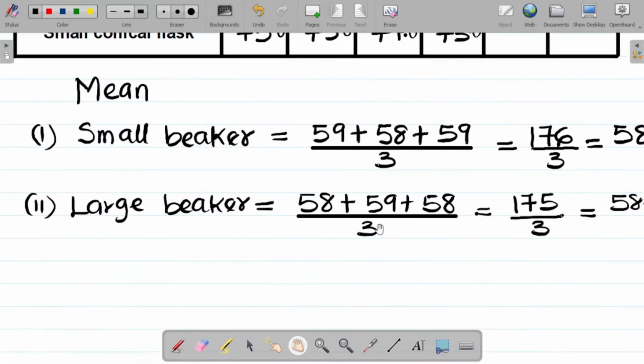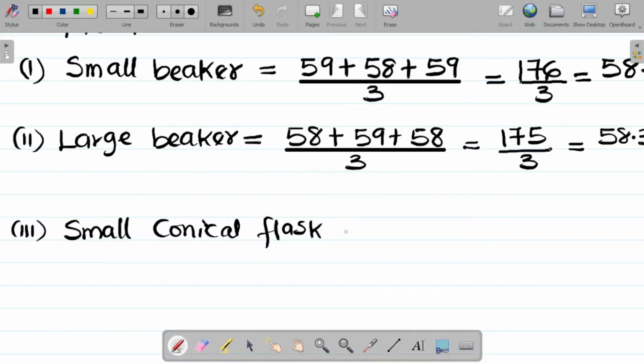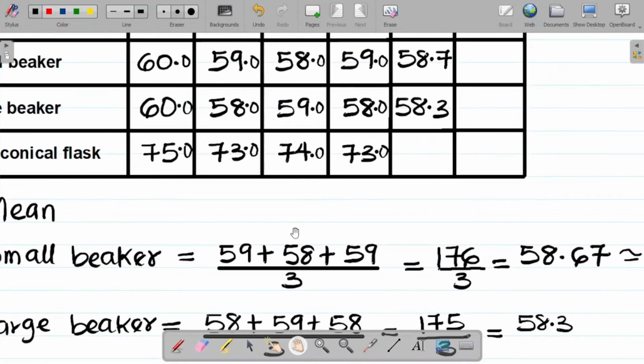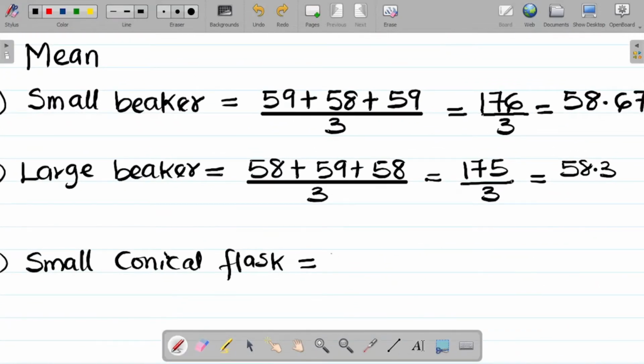That's the small conical flask. Let's get the mean for the small conical flask, number 3. For the small conical flask, the mean is equal to, back to this, we can see that we got our measurements as 73, 74, and 73. So it becomes 73 plus 74 plus 73, all divided by 3.